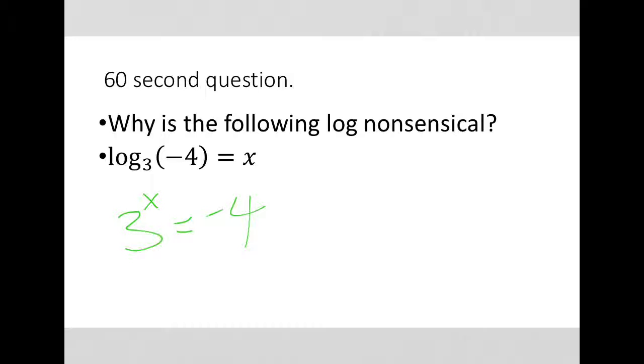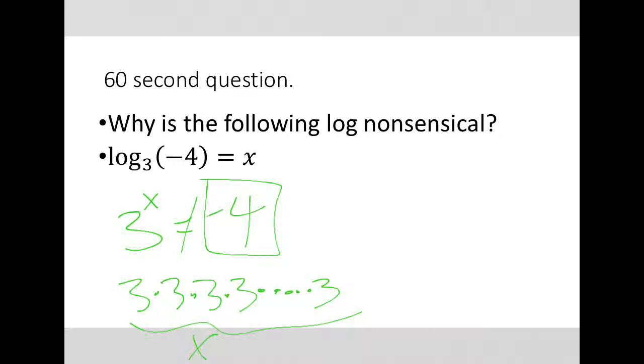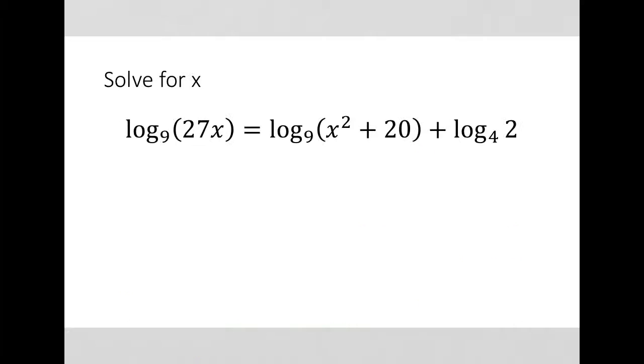Well, that is not possible, because if you think about what this exponent is saying, take 3 and multiply it by itself x times. And you cannot multiply 3's together and get a negative number, no matter what you do. If you think about this literally as two functions, think about the function 3 to the x, which looks like that, and think about the function -4, which looks like that. Those two functions never intersect, so there is no solution there.